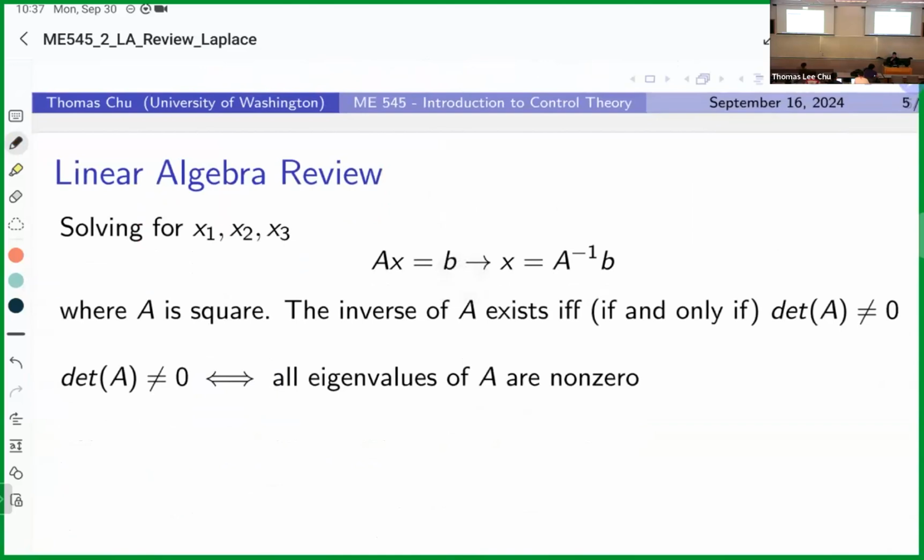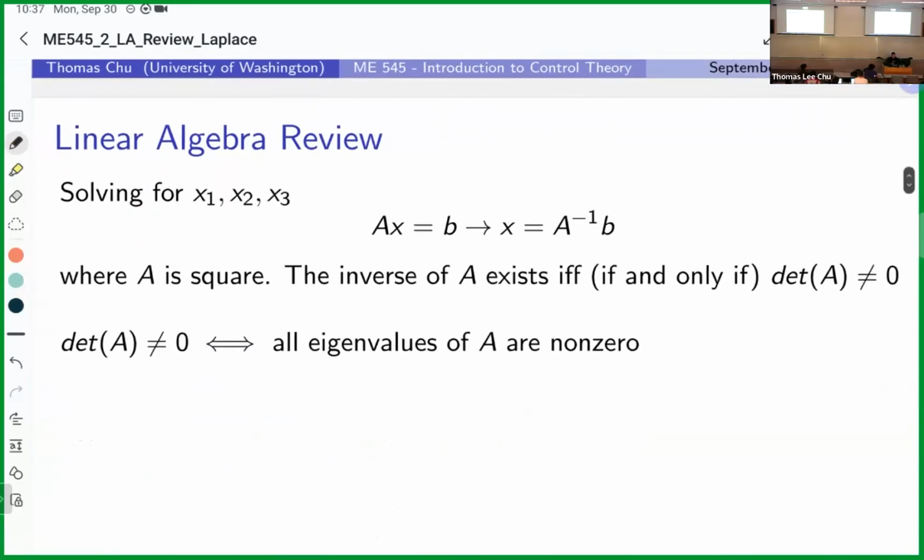Where A has to be square and the inverse of A exists if and only if the determinant of A is not equal to 0. What that means is that all the eigenvalues of A are non-zero. So that means A is also full rank. When we say that the inverse of A exists, it also implies that A is full rank, meaning each row is independent from the other rows, or each column is independent from the other columns, because A is square.